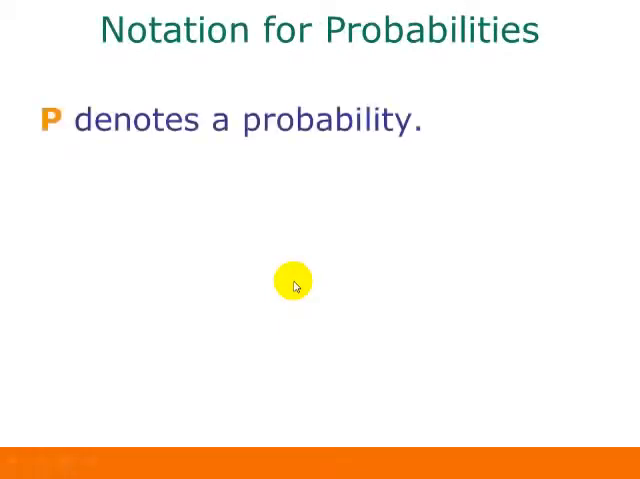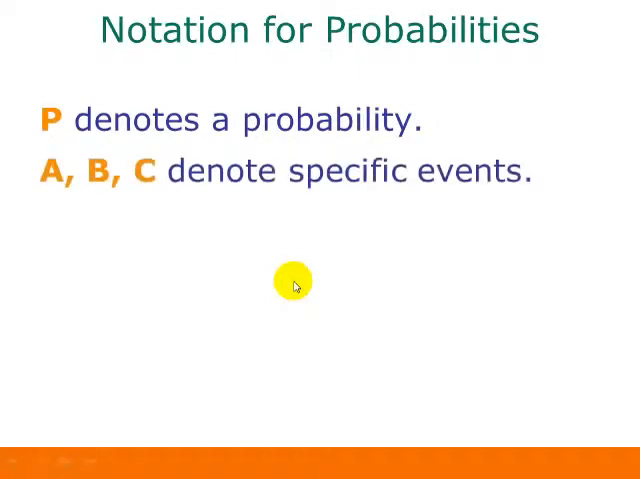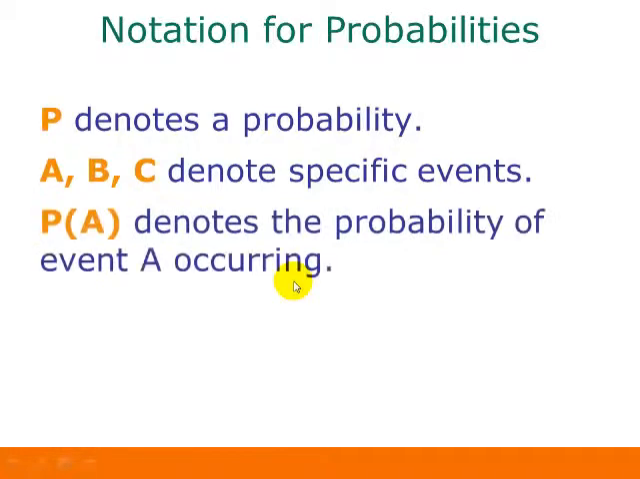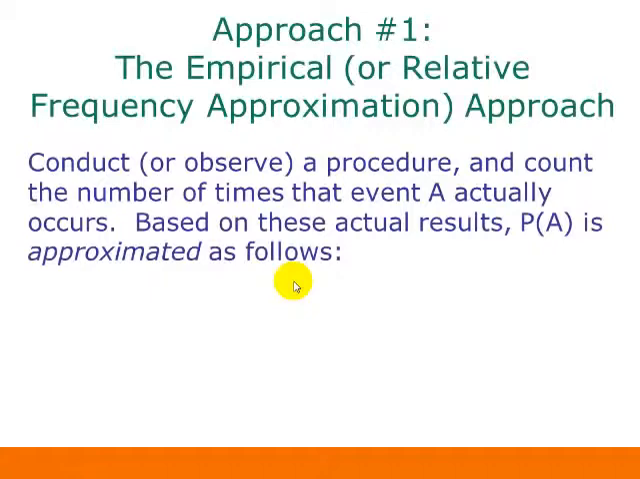Now the notation for probabilities: a capital P denotes a probability. We usually use capital letters to denote specific events, like A, B, and C. And P of A denotes the probability of event A occurring. So approach number 1 is the empirical approach, or we can call it relative frequency approximation.